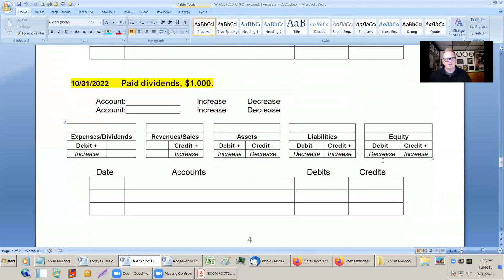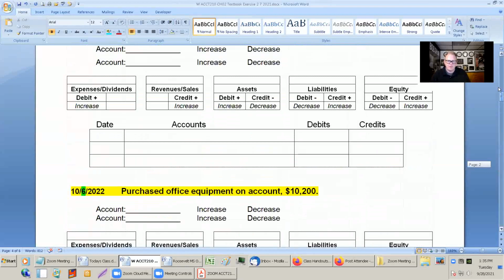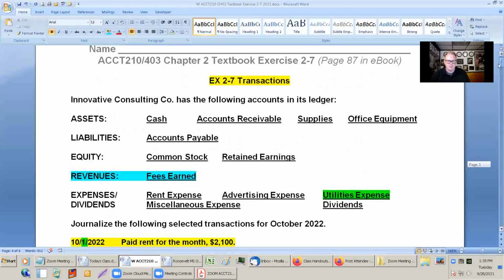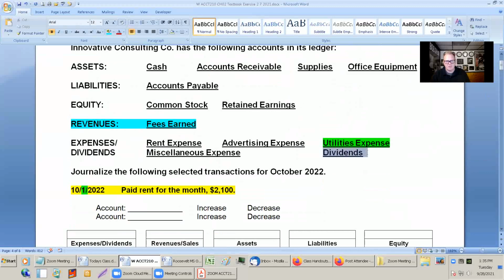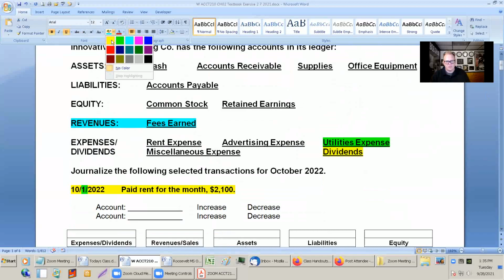Okay, so paid dividends, $1,000. What accounts? Cash and equity. Yes and yes, but it's a confusing one. Cash and dividends. Up here, they actually have a dividends account. So we use that account.